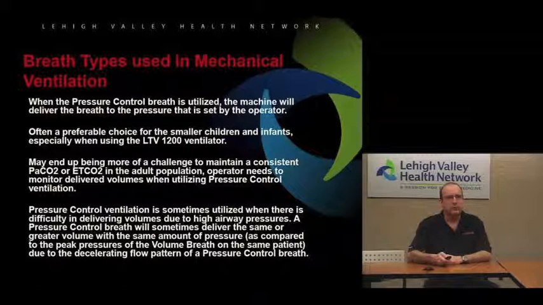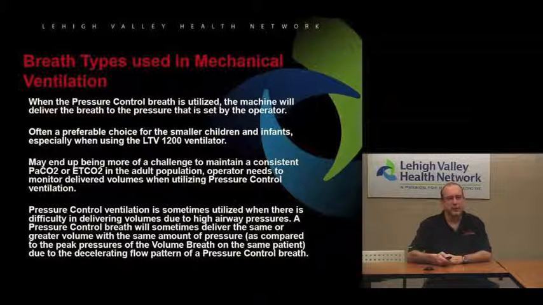There are times where we might use pressure control ventilation with the adult population. That's especially true if we're having difficulties maintaining our volumes and not wanting to raise our pressures too high, or our pressure alarms too high. Sometimes with a pressure control breath, you can get the same amount of volume or even more volume at less pressure. The reason for that is that when most ventilators deliver a pressure control breath, it's in a decelerating pattern, and you're able to get more volume in with the same amount of pressure.